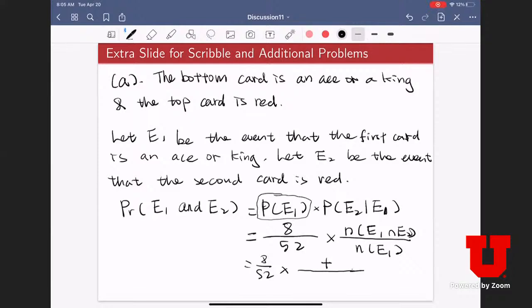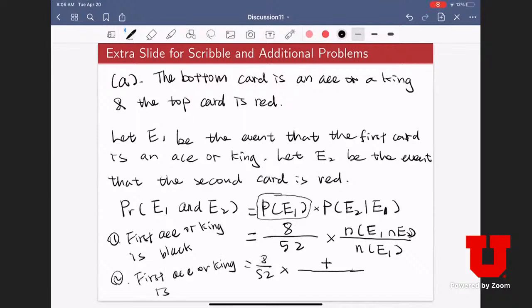So one case would be if the card we picked first was black, and the second case is if it was red. Yep, exactly. So the first case would be if the first ace or king is black. And then the second case would be if the first ace or king is red.